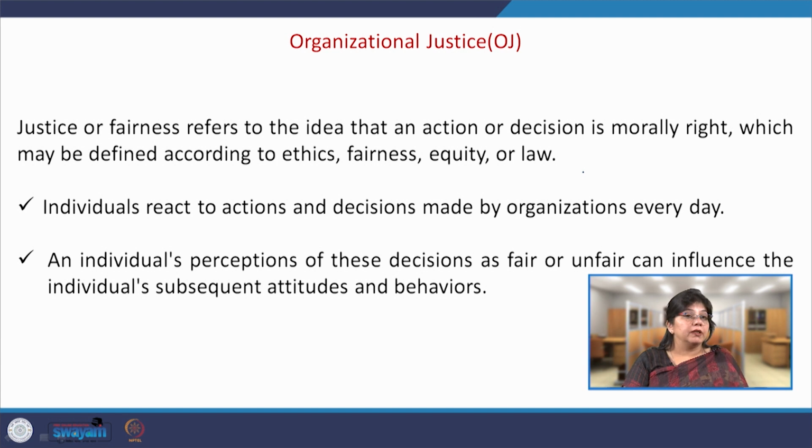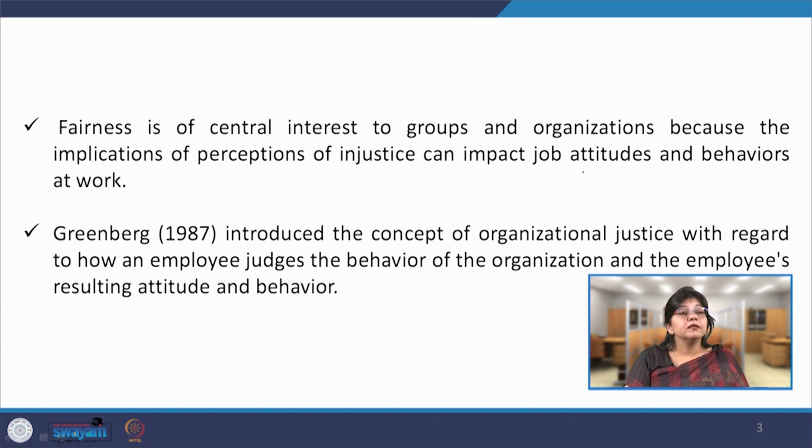This is very natural with every individual, that we react to any decision by the members of the organization or the higher authorities when the decisions do not go as per the appropriateness of the input that has been given by the employees to complete a task, and this to a larger extent influences an individual's subsequent attitudes and behaviors. The more fairness is perceived, the more the person experiences satisfaction, the more the person is motivated, the more the person has higher desire to participate in group and organizational activities. Therefore, fairness is of central interest to groups and organizations because it has long term implications and can impact job attitudes and behaviors at work or in any social situation.